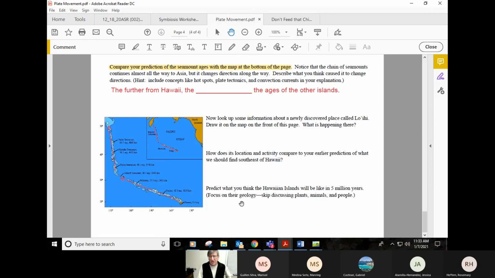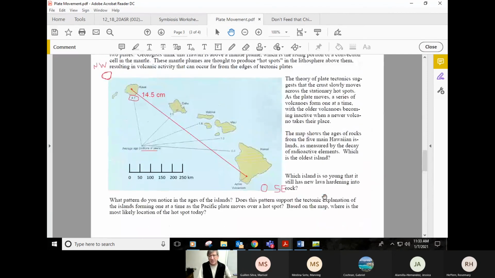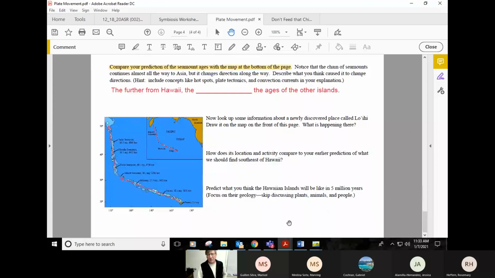Now, I want you to focus on their geology. You don't need to just talk about plants or animals or people, but what's going to go on with the geology? If we were to visit there in 5 million years, what would we find? And I want you to notice this island, Kauai, is about 5 million years old. So what do you think is going to happen 5 million years in the future? Will the islands still be located where they are today? Will some of the islands be eroded away? And if so, which ones? Might there be new islands forming? So that's what I want you to discuss to finish this whole thing.